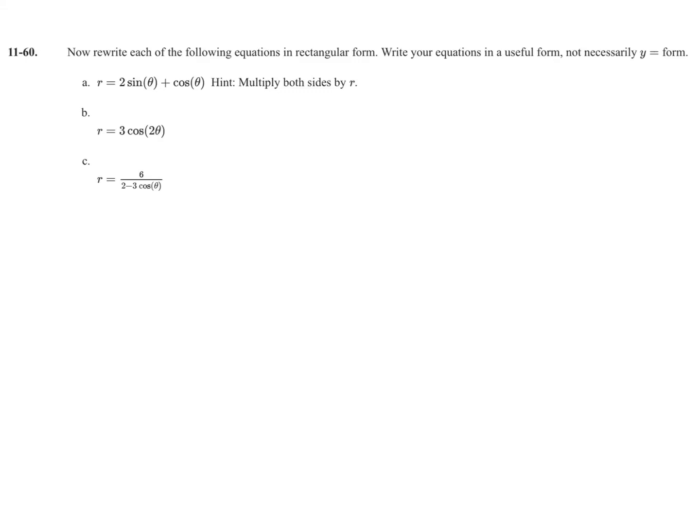11-60. Now rewrite each of the following equations in rectangular form. Write your equations in a useful form, not necessarily y equals form. So let's take a look at letter A.